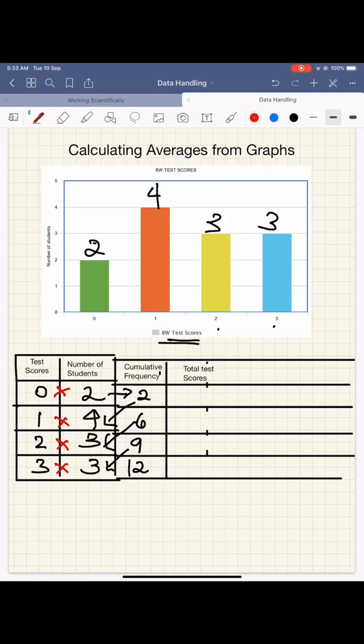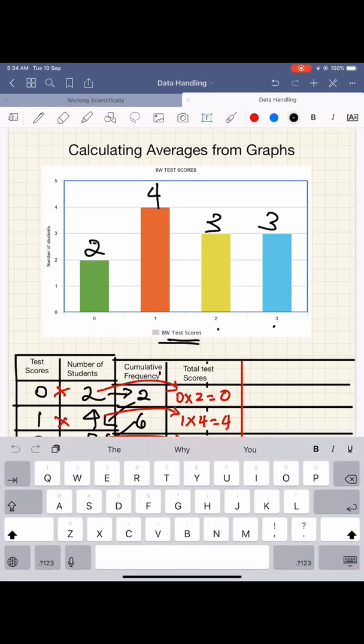So the first one we have 0 times 2 equals 0. 1 times 4 equals 4. 2 times 3 equals 6. And lastly, 3 times 3 equals 9. So now we have total test scores. What's next? We need to get the cumulative test scores. So let's write that down.